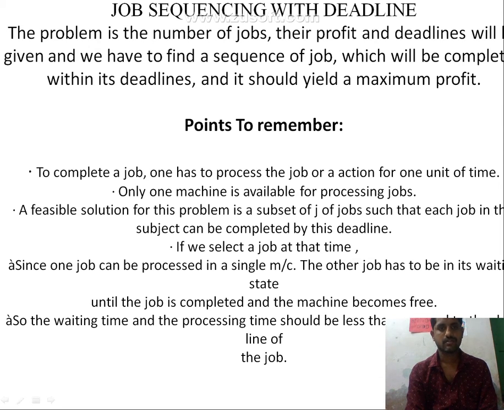Next point to remember: to complete a job, one has to process the job or action for 1 unit of time. That is, only one machine is available for processing the jobs.